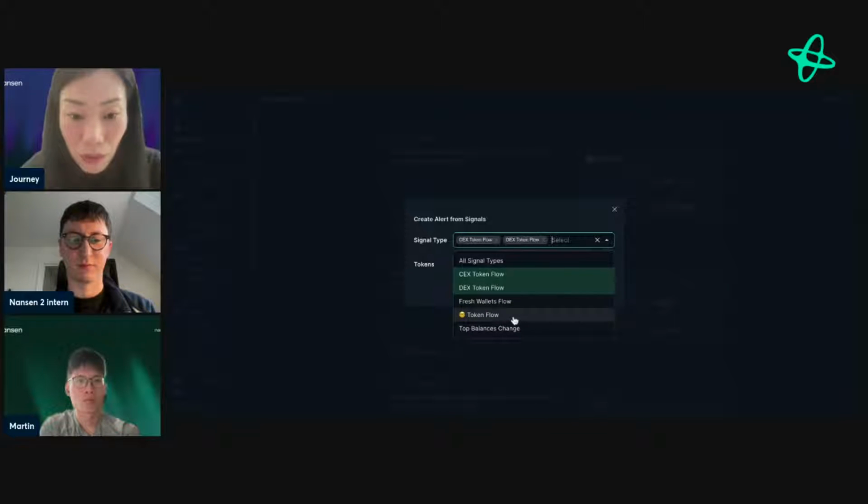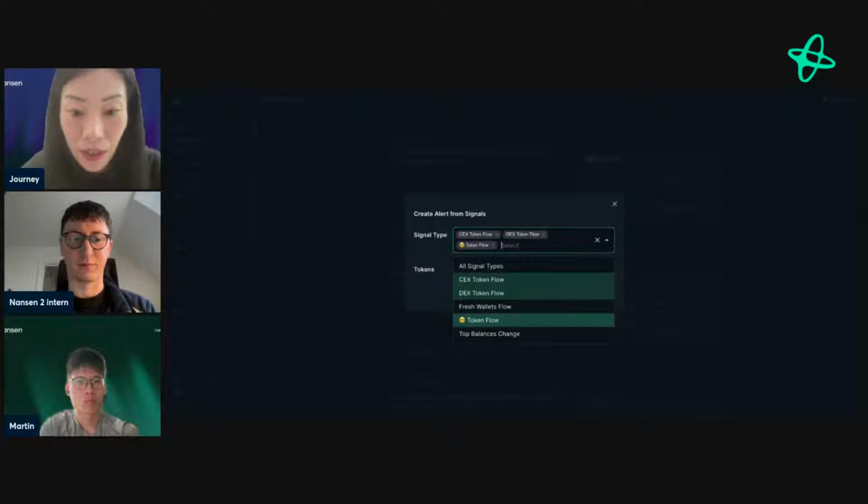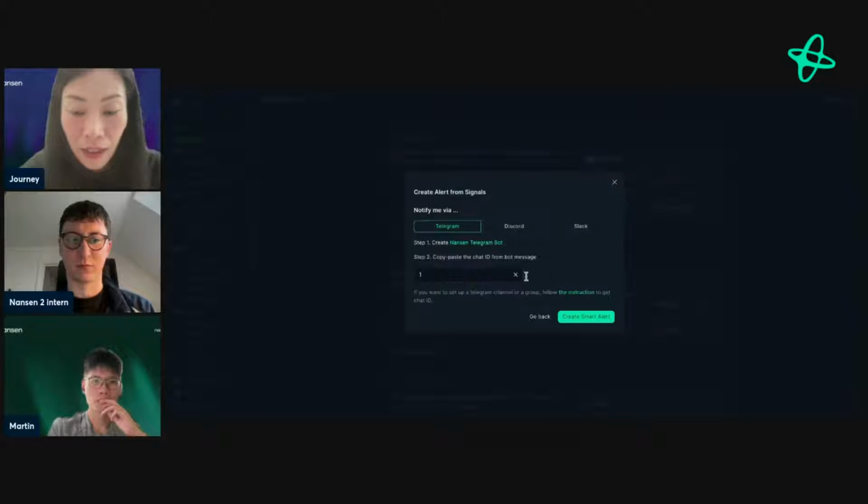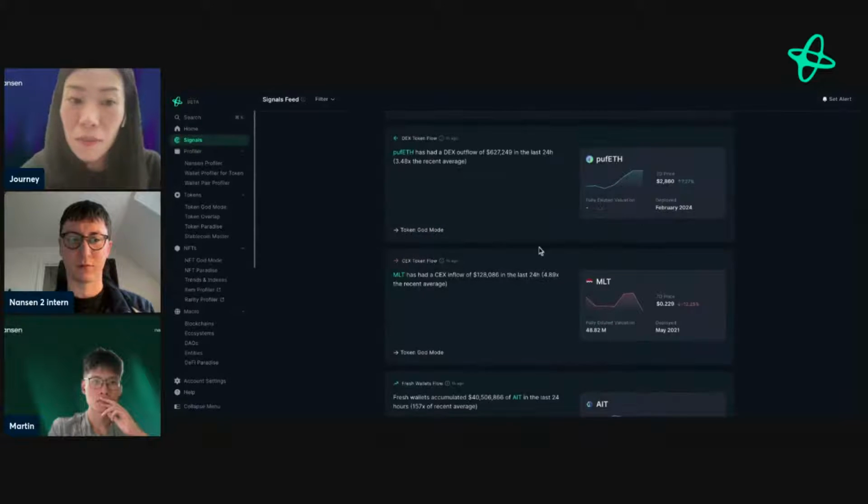And then also smart money token flow. Basically, this is what smart money is doing on chain. So let's say you just select these three. For top balance change, I think this is more useful, especially if you have certain tokens that you want to check. In this case, I would select all tokens, set up an ID here, and click Create Smart Alerts. And that's pretty much it.